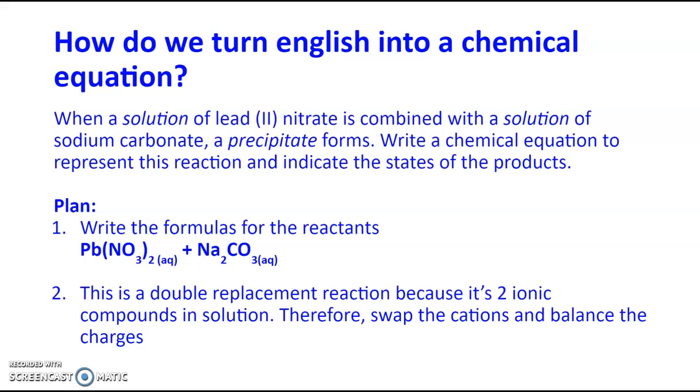The next thing we want to do is the swap. We've identified it as a double replacement because it's 2 ionic compounds in solution. So we're going to swap the cations and balance the charges. If we do that, that gives us sodium nitrate. Sodium's 1+, nitrate's 1-, so that's good. And then lead carbonate. Lead is 2+, carbonate's 2-. Perfect. So our charges are balanced. Now we can move on to step 3.